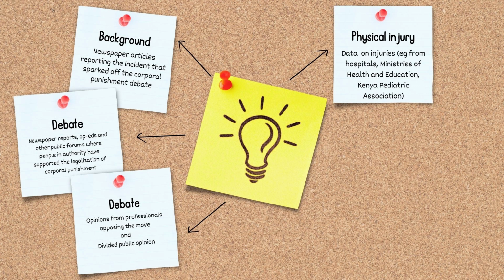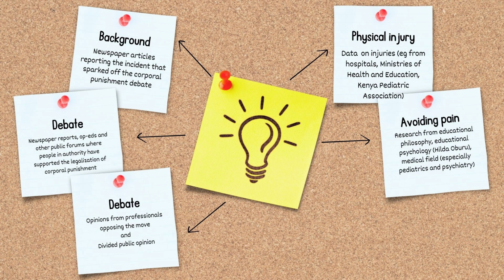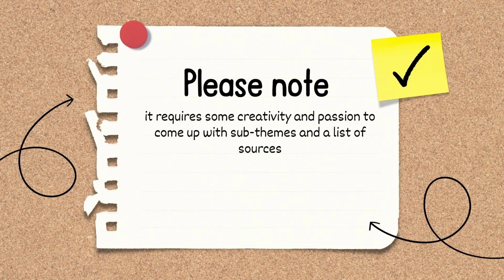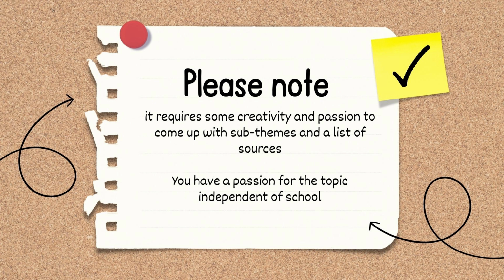To contrast avoiding pain versus learning, we can consult research by academics in educational psychology or pediatrics. To discuss a traumatized society, we can present research by experts in social trauma like Babu Ayendo and Franz Fanon. An essay on the thesis statement we have chosen should have at least one source from each of the sub-themes. I hope we notice that it requires creativity to come up with such a list of sub-theme sources, but we cannot be creative unless we are passionate about the project we are writing about.